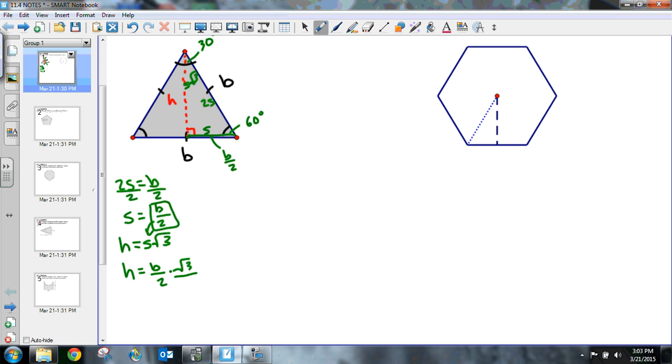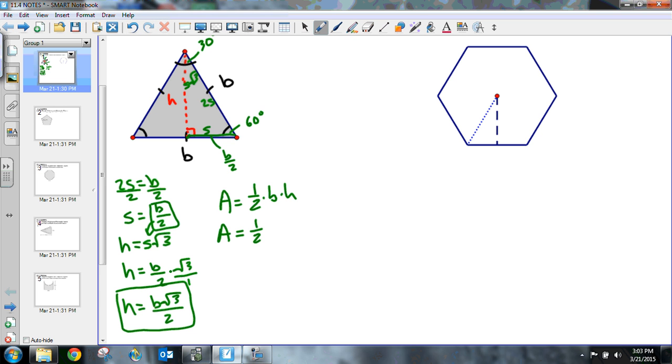Now I can multiply these fractions together, so my height is equal to B times the square root of 3, all divided by 2. This is going to work for every equilateral triangle, that's why I'm showing you this. Then my area, we know, is 1/2 times the base times the height. Now I have my height in terms of my base, so let's sub some values in here.